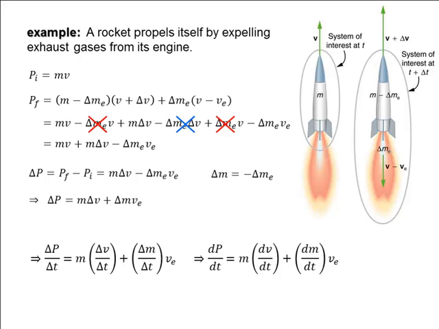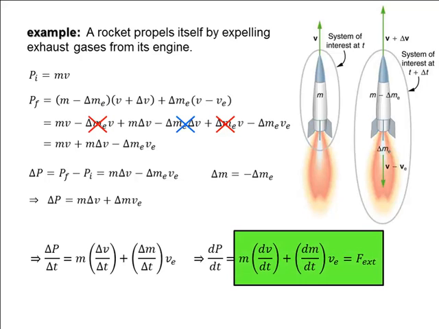So now we have dp/dt, the rate of change of the momentum of the system, is equal to the mass of the rocket times dv/dt of the rocket plus dm/dt for the rocket times v_E, the velocity of the exhaust. Now, from what we've learned before, dp/dt for a system is just equal to the net external force acting on the system. And so this equation that I've highlighted in green now describes the motion of the rocket. So if you like, you could call this the rocket equation.